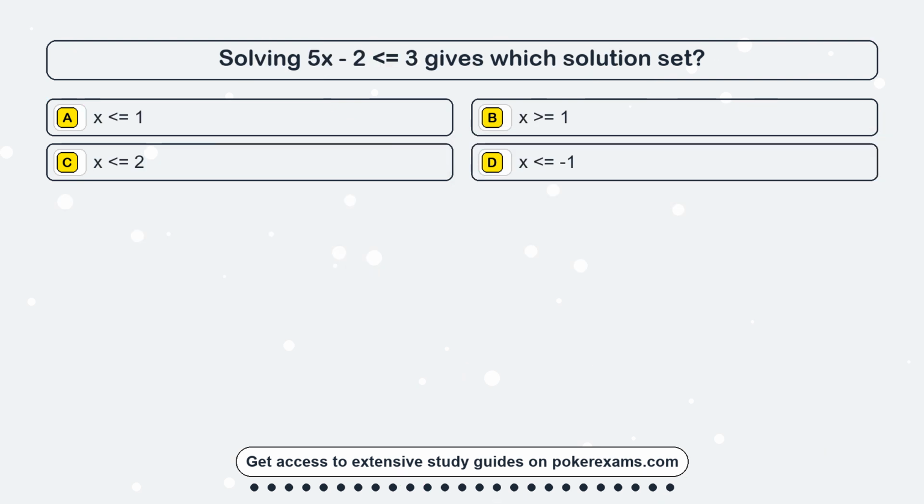Question 10. Solving 5x minus 2 equals 3 gives which solution set? Option A, x equals 1. Option B, x equals 1. Option C, x equals 2. Option D, x equals minus 1.